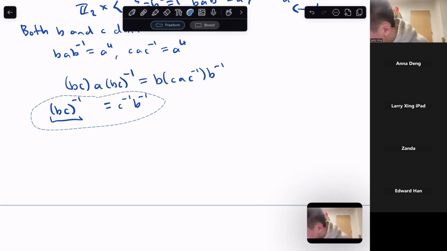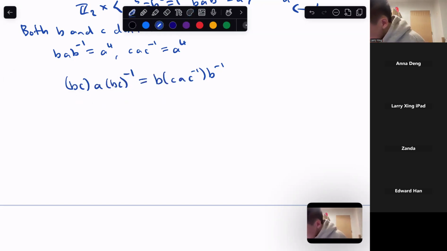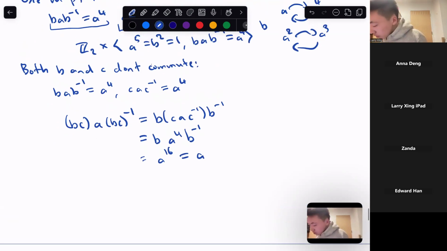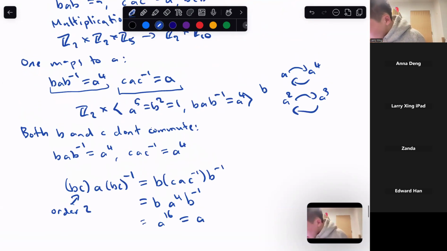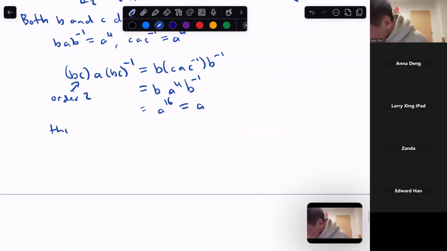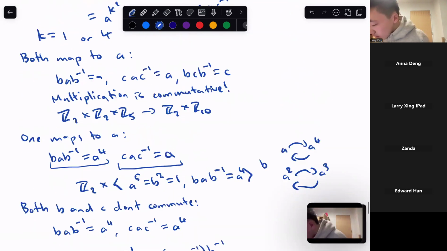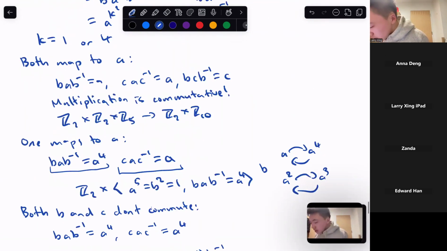And that's extremely convenient here because now C to the negative 1, we know this is equal to A to the 4. And we know that this is equal to A to the 16, which is equal to A. Uh-oh. Well, we found another thing. Clearly, this has order 2, and this maps A to A. So this is actually the same case as before. So in this way, we found all 5 different groups of order 20.